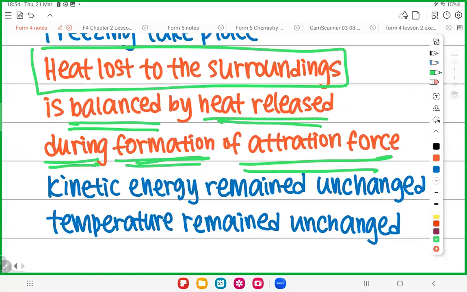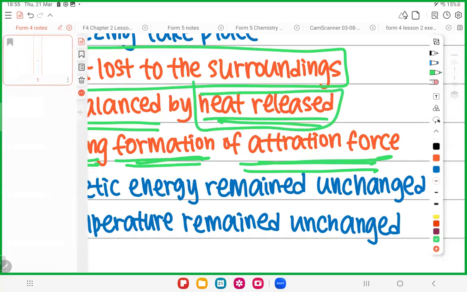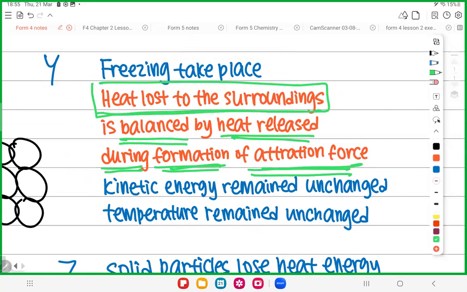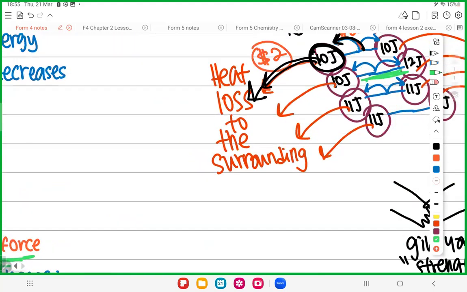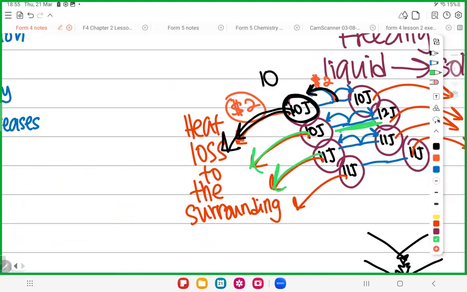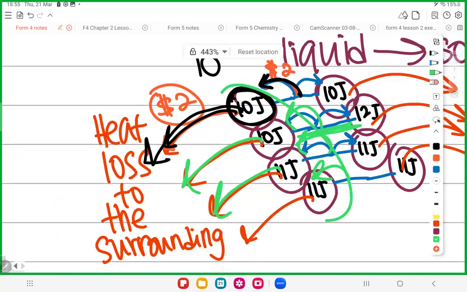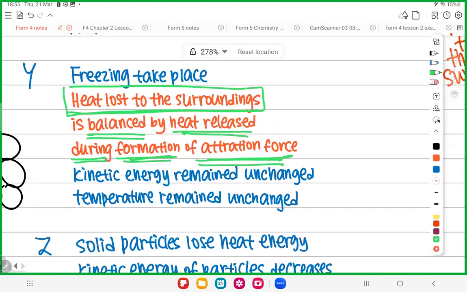When you form the extra forces, they will release energy. I hold your hand, you hold my hand, we get extra energy. That extra energy is called heat release. So can you see that? The heat loss to the surrounding, I throw energy to the surrounding, never mind. I got back extra energy when I'm holding other people's hands. So that's why my energy is still the same. So kinetic energy no change, temperature no change.